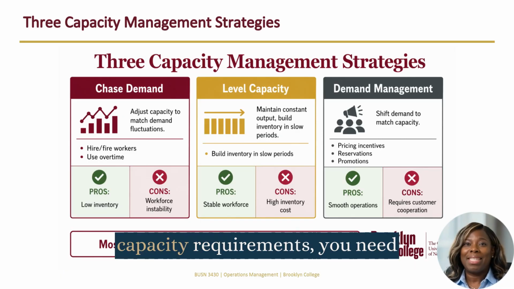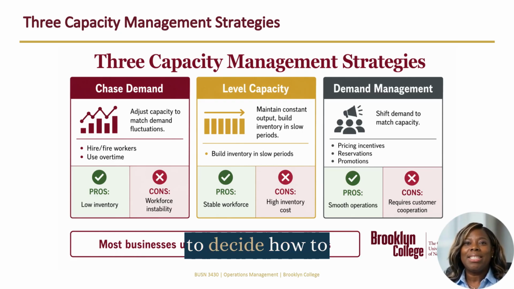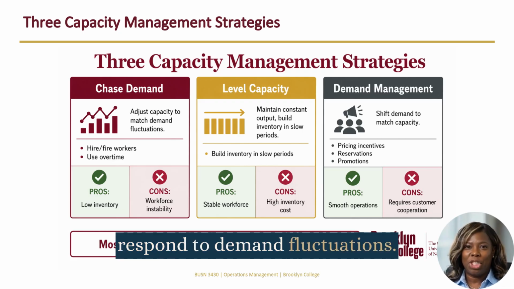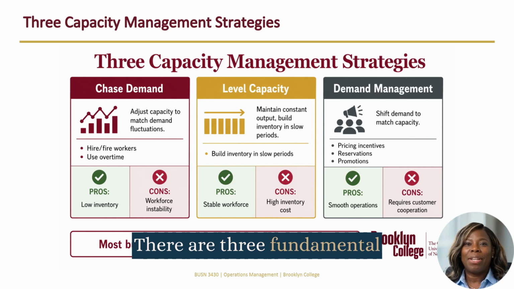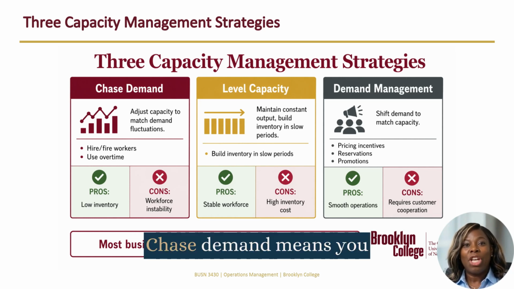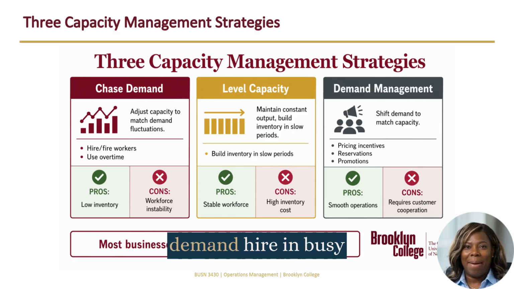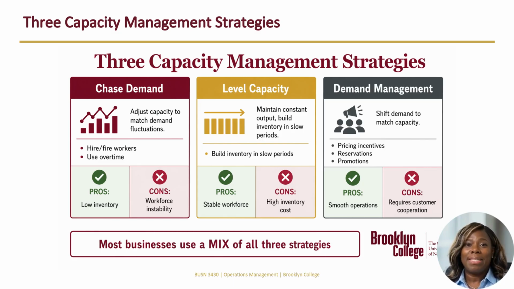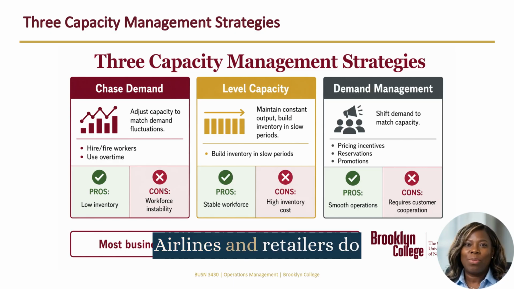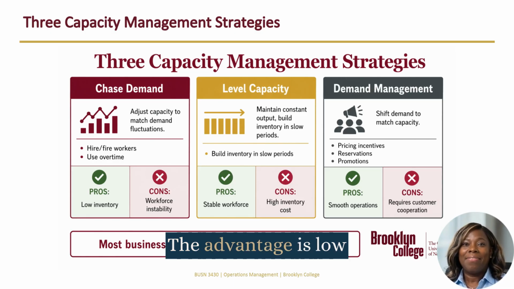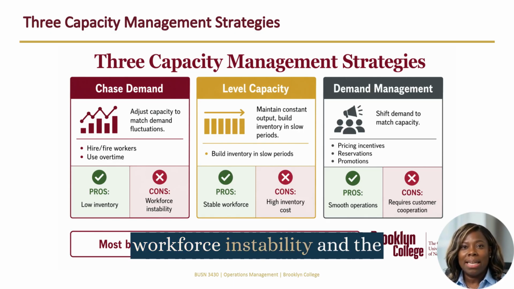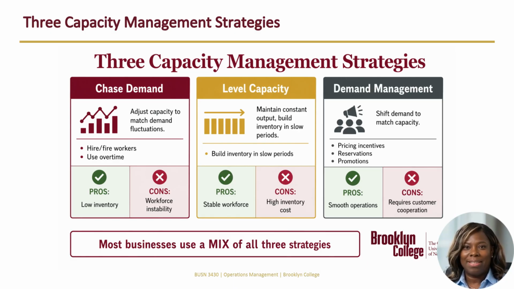Once you know your capacity requirements, you need to decide how to respond to demand fluctuations. There are 3 fundamental strategies. Chase demand means you adjust your capacity up and down to match demand. Hire in busy seasons, lay off in slow ones. Airlines and retailers do this. The advantage is low inventory. The cost is workforce instability and the human impact of layoffs.